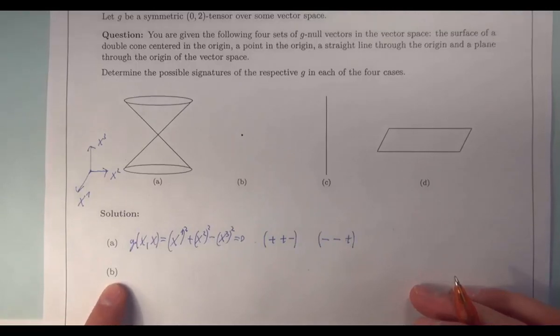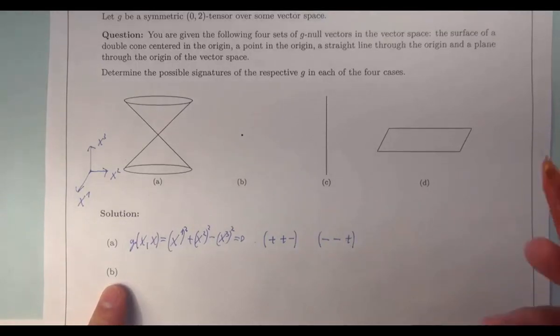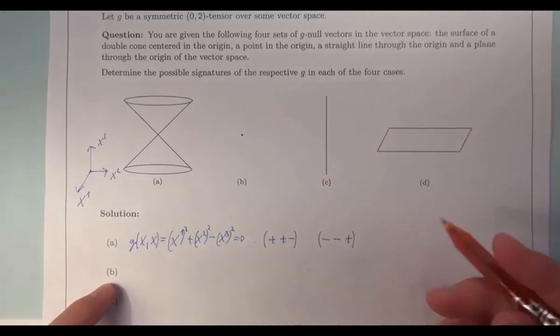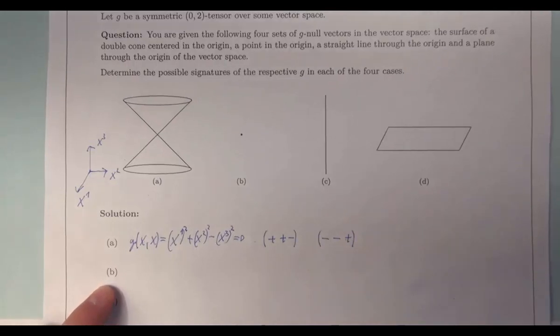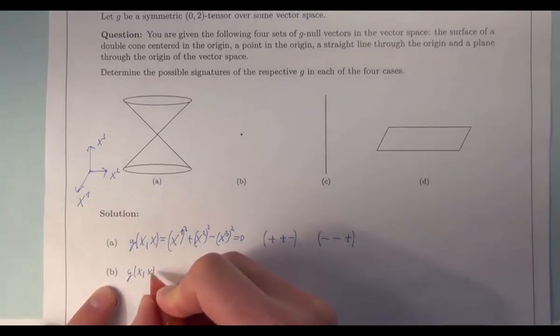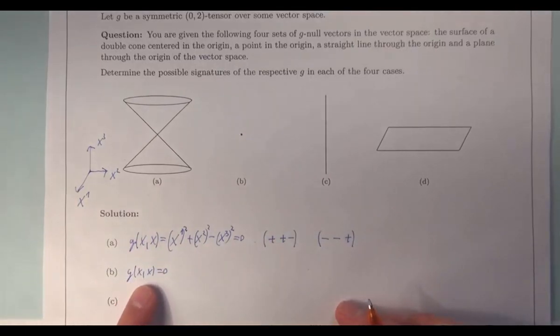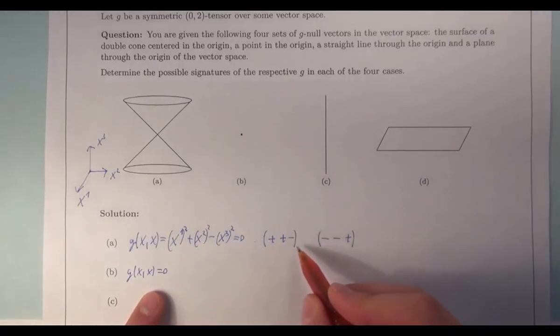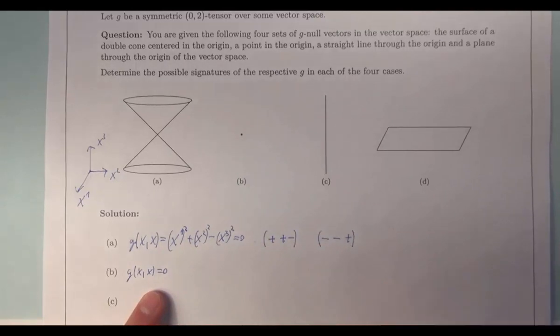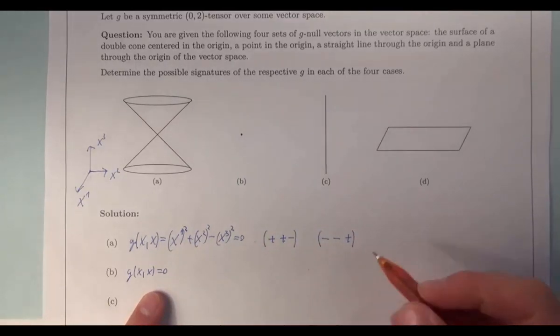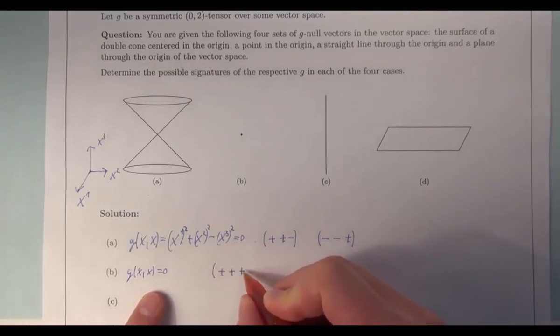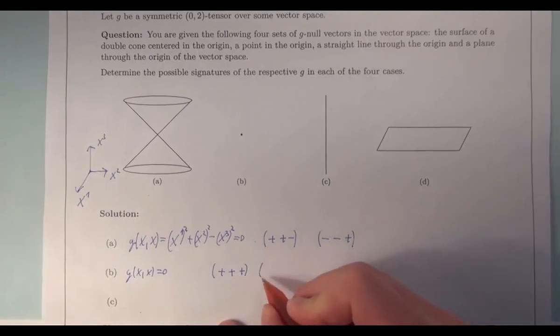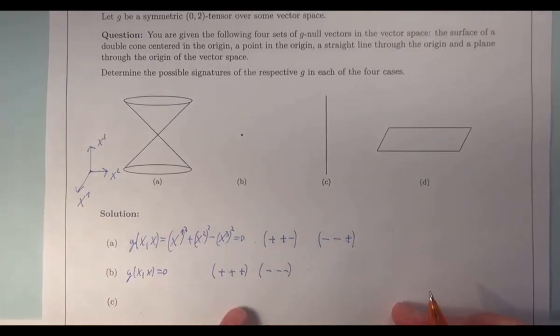Case B. In case B, we just see that the null vectors are the point in the origin. That does mean that we only want chi of x equals 0 for the null vector. Therefore, it should not be possible that we can add some squares of components of vectors up to 0. Yeah, this is not possible. If we just have plus plus plus, then we never will end with a 0, or minus minus minus, without taking the null vector. So this is the signature for this kind.